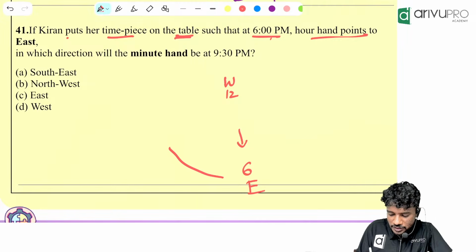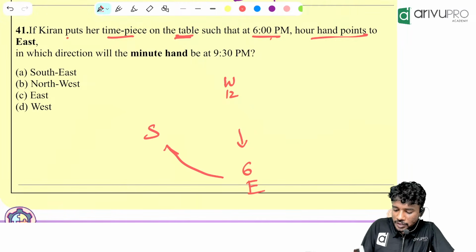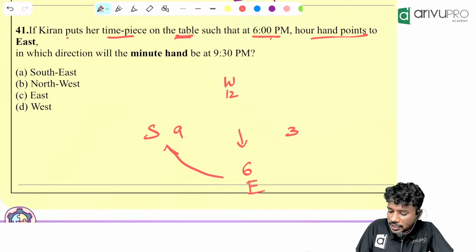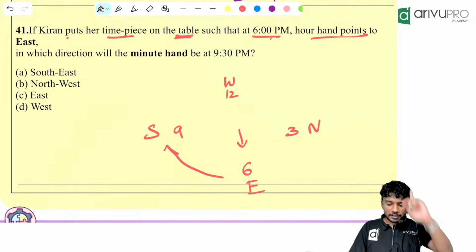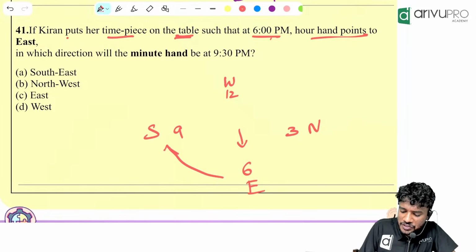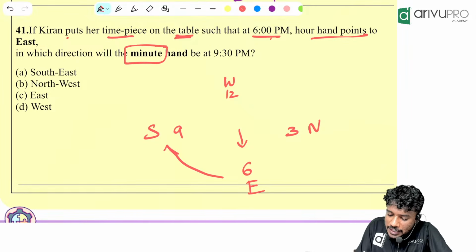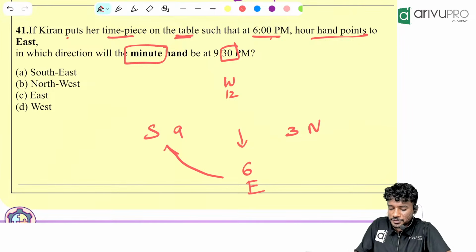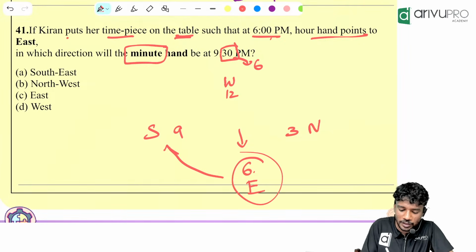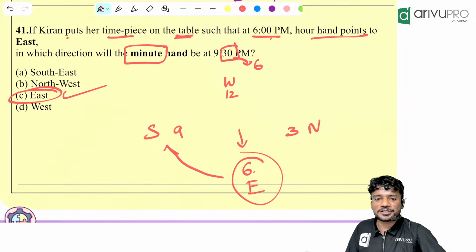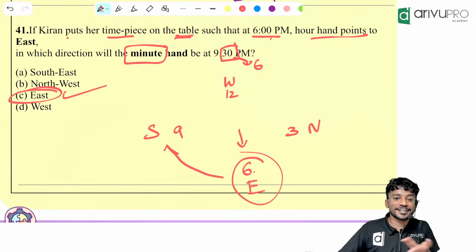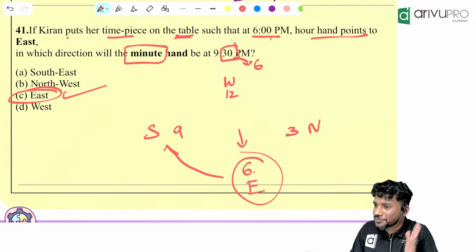Then right of east is what, people? Right of east is south. So 9 will be south. 3 will be what then? 3 will be opposite of south. North will be there. Now tell me, in which direction does the minute hand point at 9:30? 9:30 means it should also be 6. 6 is what? East itself. Very direct question. Very easy. Even if you don't know any other direction, you are getting the answer just from that.